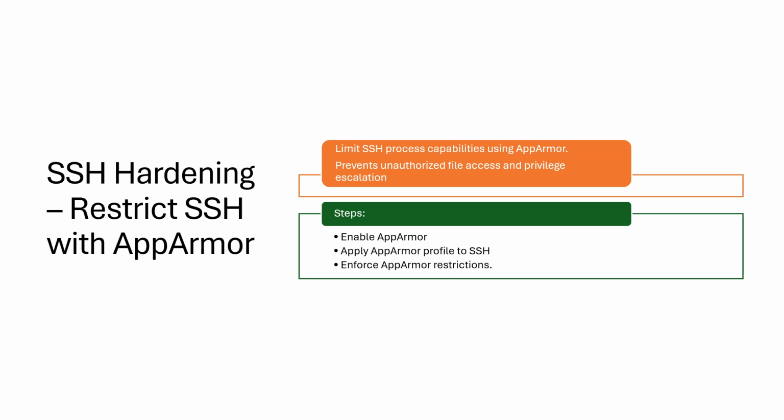First, ensure AppArmor is installed and running with sudo apt update and then sudo apt install apparmor, which all of ours should be, but it's never a bad idea to make sure. Then verify it's active with sudo systemctl status apparmor. Then we're going to check and see if an AppArmor profile for SSH already exists with sudo aa-status | grep sshd.